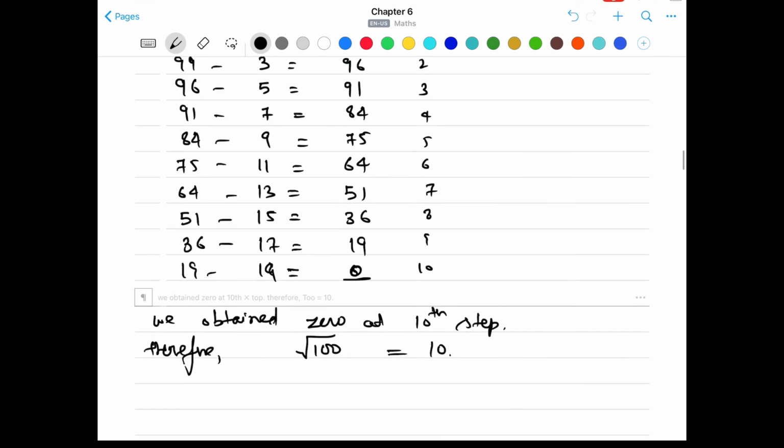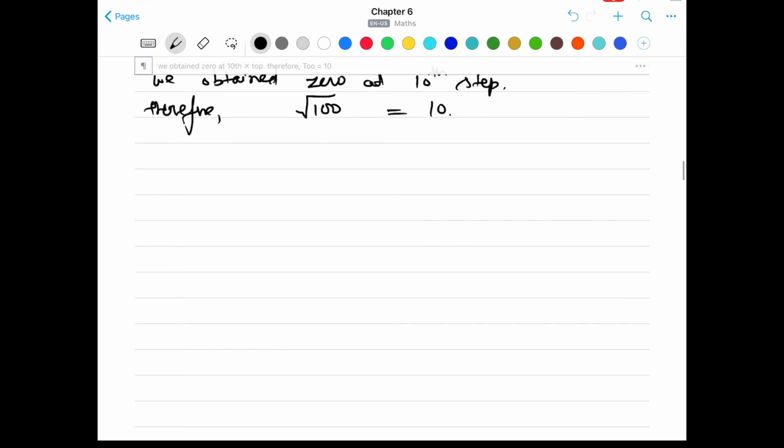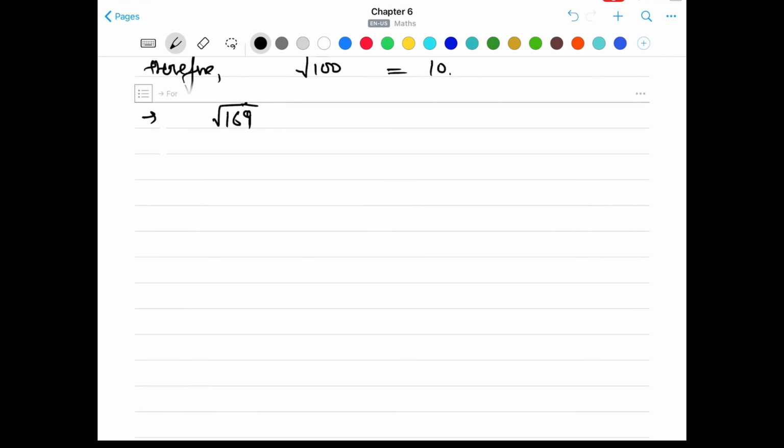Now we have another number, which is 169. Now let's start with the next number, 169. We have to find the square root of 169 by the repeated subtraction method. So again, take the number which is 169, and we have to subtract the first odd number, which is 1.